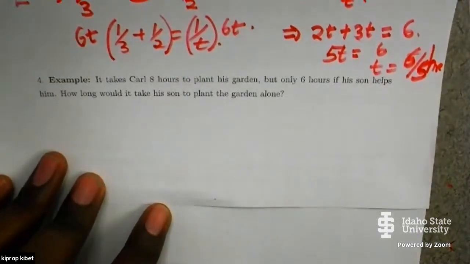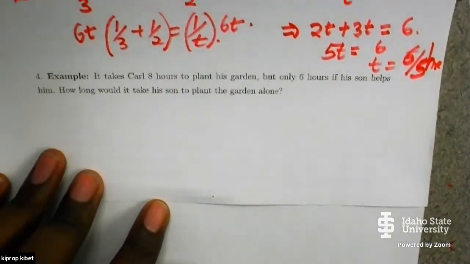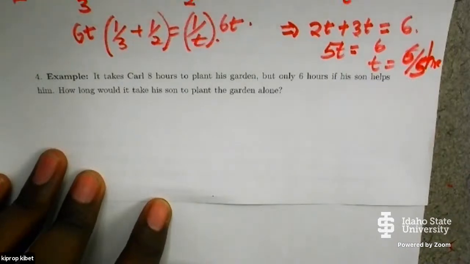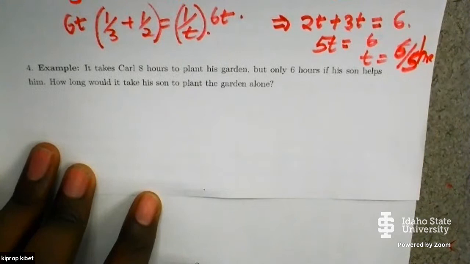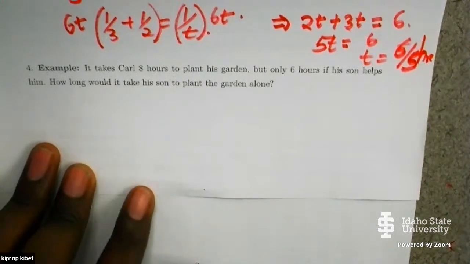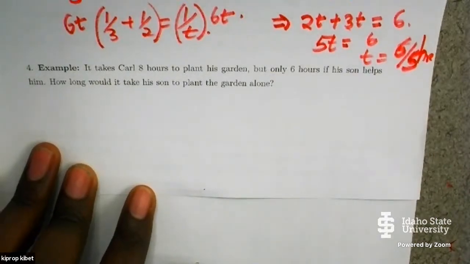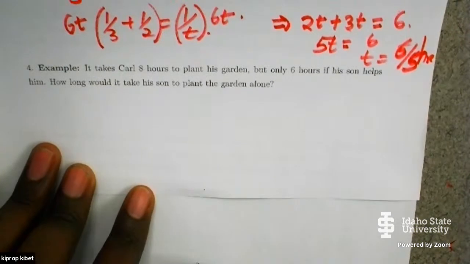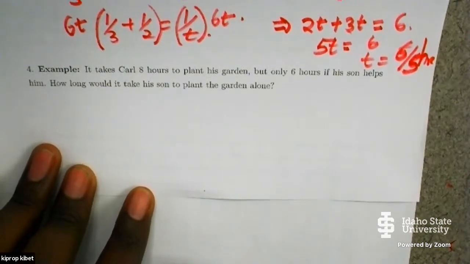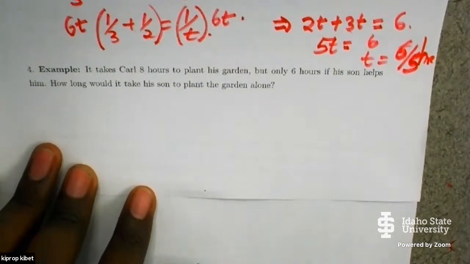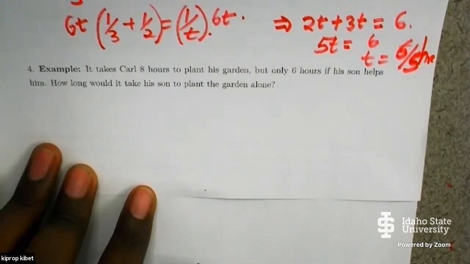Okay, so someone to read number 4 for us. I'll read it. It takes Carl 8 hours to plant his garden. Before you start, I think Newton will require you to use the minutes. I think so. So you go try. So if it doesn't work with the hours, then you try with the minutes.